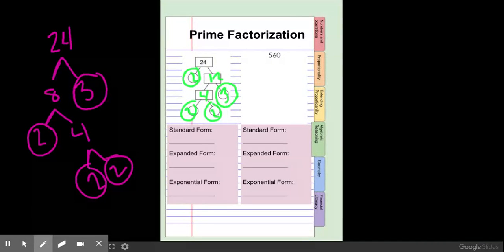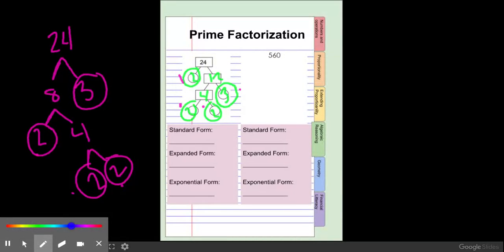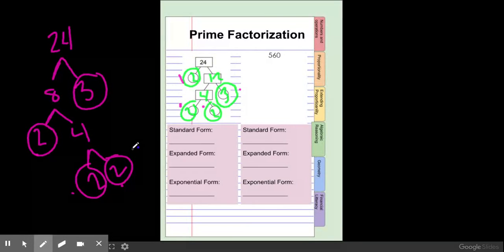Okay, in the end, I got down to where I have 1, 2, 3 number 2s, and 1 number 3 is my prime. So either way, any way I do it, I'm going to end up with the same answer. So it does not matter which way you choose to break up your numbers. Everybody's factor trees might look differently when you're doing this, but you're going to end up with the same answer, okay?